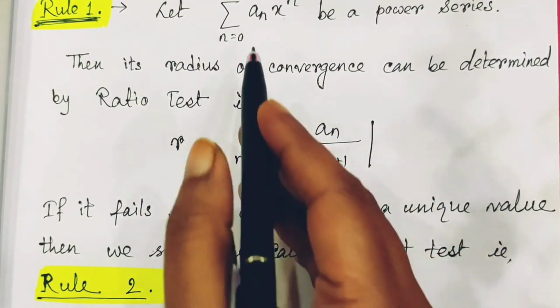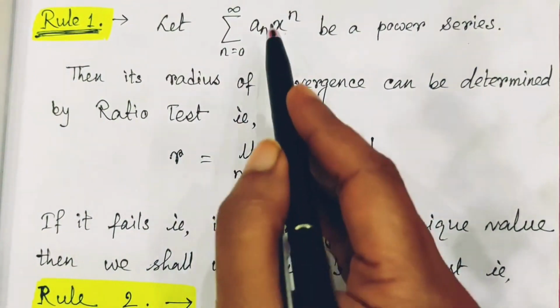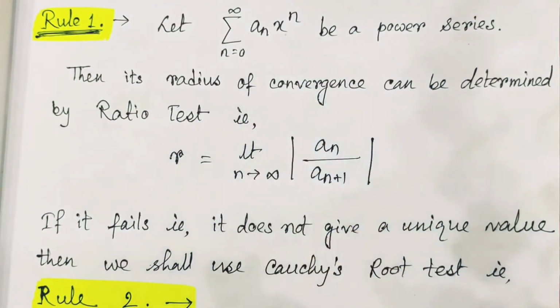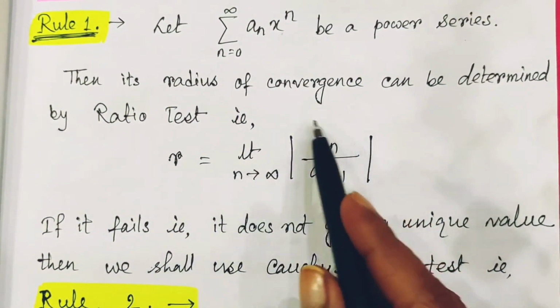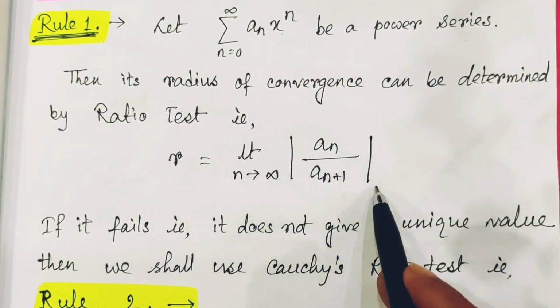Here I have taken an, which is just the coefficient, because we know that this ratio always gives us mod x. So the r value is just the reverse of the ratio. So that r we will find out by this rule.